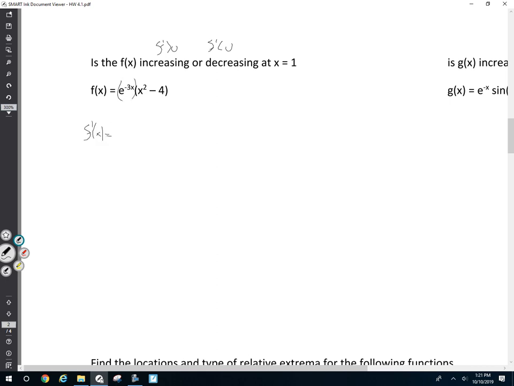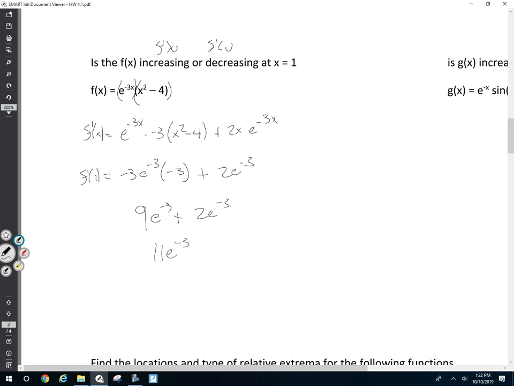I have to use the product rule again and the chain rule for the derivative of the first times the second plus the derivative of the second times the first. Do I have to factor things out? No, I don't. I could if I wanted to, but I don't have to because I can just plug in 1. Negative 3e to the negative third times negative 3 plus 2e to the negative third. Now I get positive 9e to the negative third plus 2e to the negative third. That's 11e to the negative third, which is 11 over e cubed, which is positive.